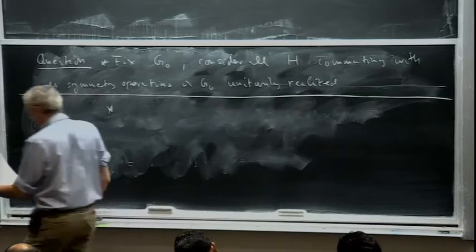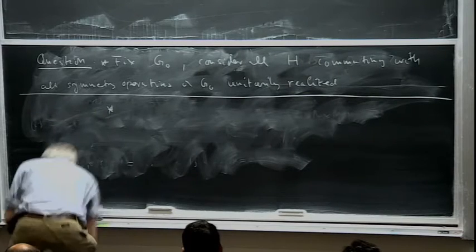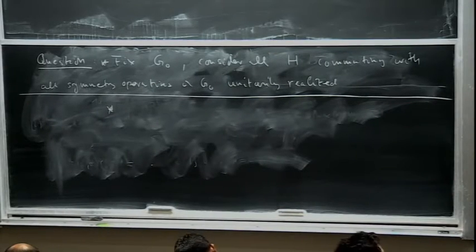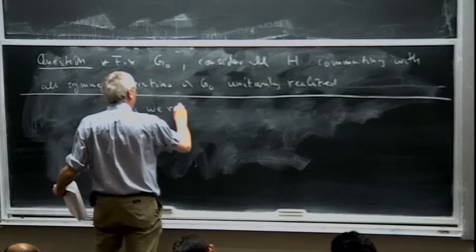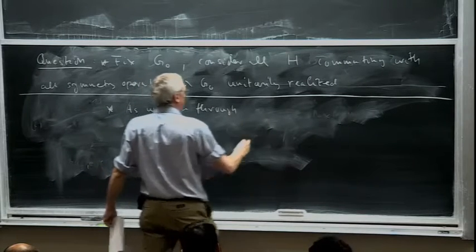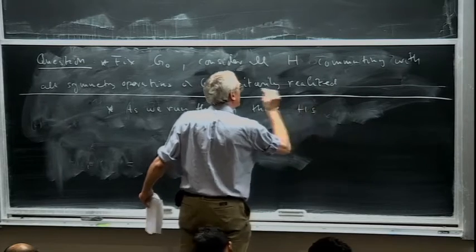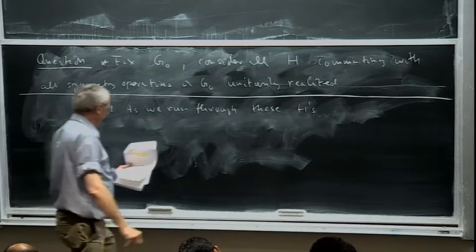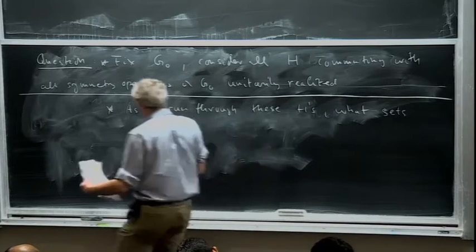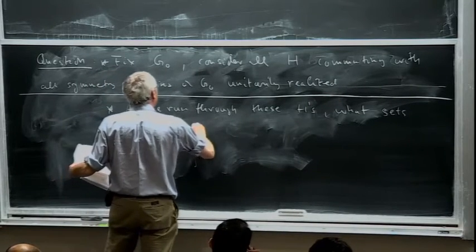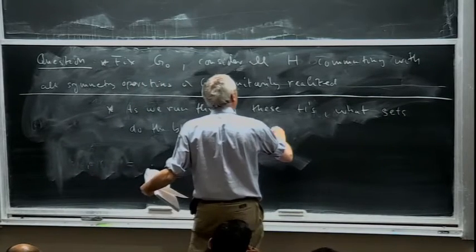And then we can ask, as we run through all these Hamiltonians that are invariant under the unitarily realized symmetries, what sets do the blocks H lambda run through?